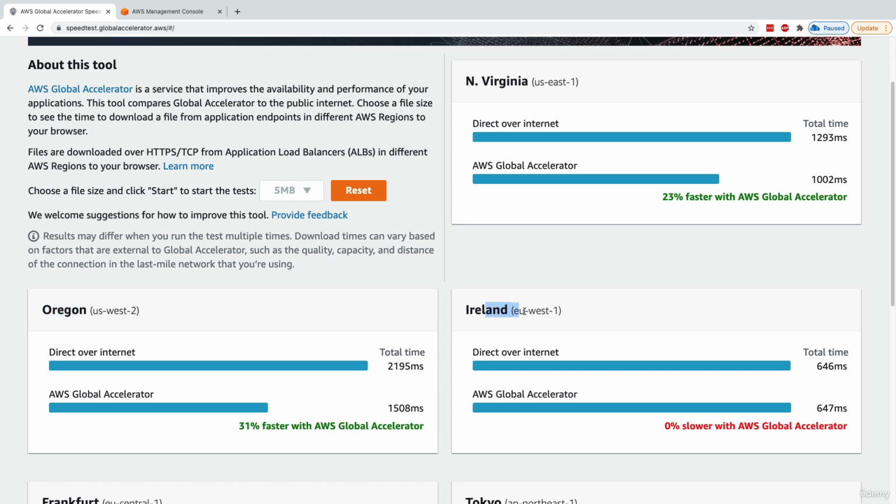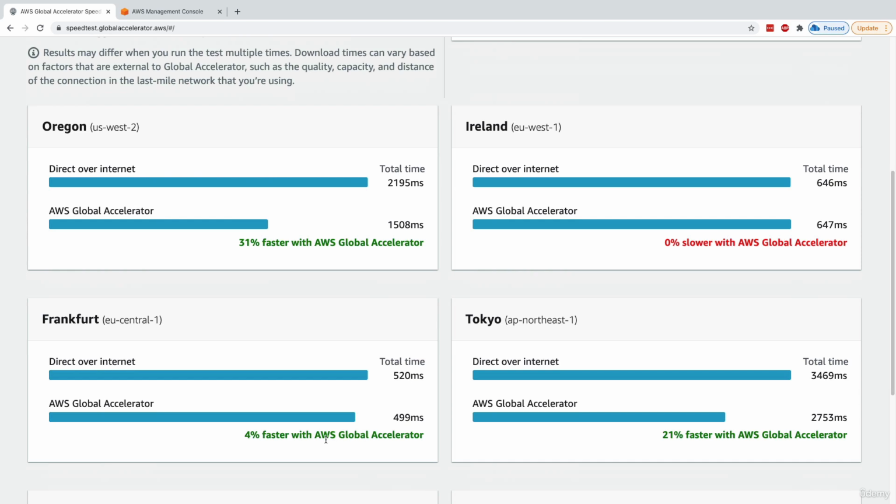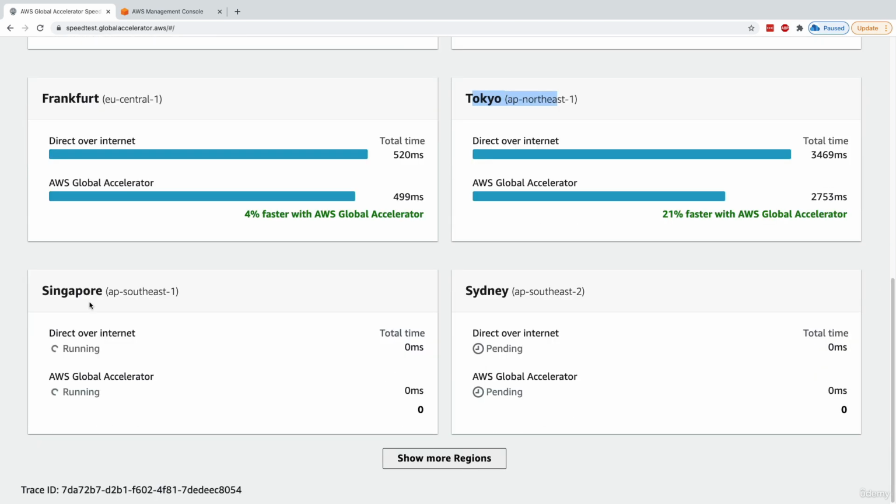But Ireland, which is a region that's literally next to me, as we can see, we have the same performance over the internet or Global Accelerator because it is next door. Same for Frankfurt. Tokyo, I'm getting better performance. Singapore, I expect also better performance. And Sydney, I expect a huge performance differential. So let's have a look at the results in a second.